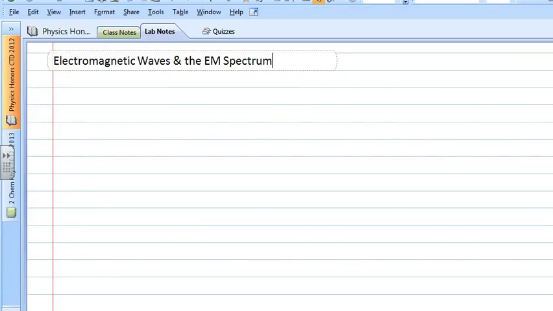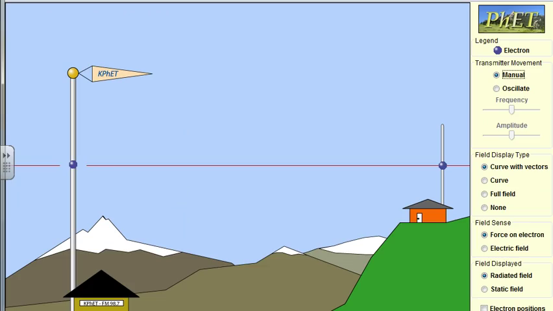Okay, welcome back everyone. In this video we're going to be talking about electromagnetic waves and the electromagnetic spectrum. And so what I want to do to start out is to go back to what we talked about briefly when we were studying charges and electric fields. So this is an applet from PhET. This is basically how a radio station broadcasts.